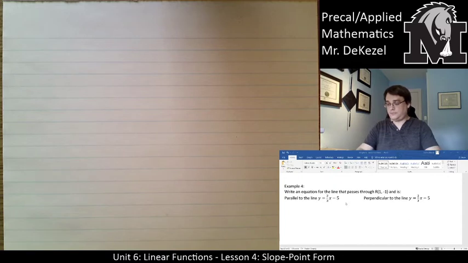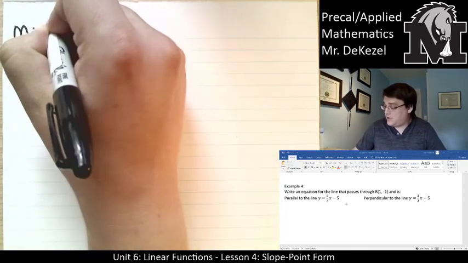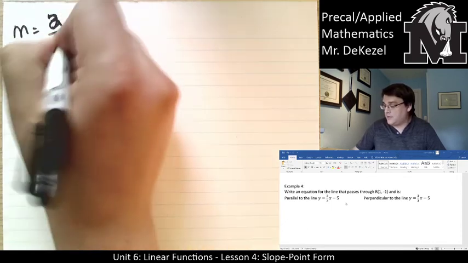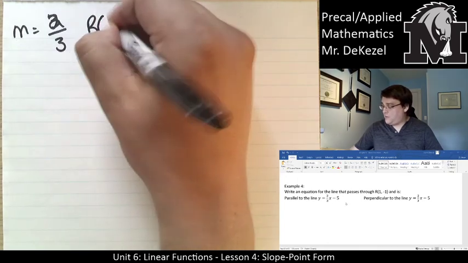So, example 4, write an equation for the line that passes through R and is parallel to the line. So this is two examples here. We're going to do one that is parallel to the line y equals 2 over 3x minus 5, and then perpendicular to that same line. What we're going to do is pull the slope out of those lines first and foremost. So for the parallel line, the slope is equal to 2/3. And then we have a point R, which is 1, minus 1.